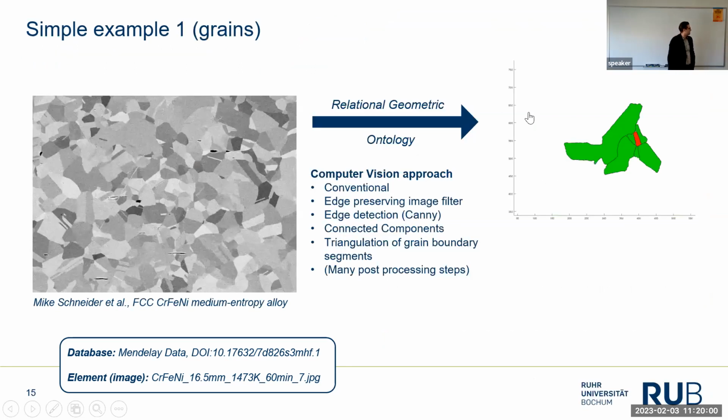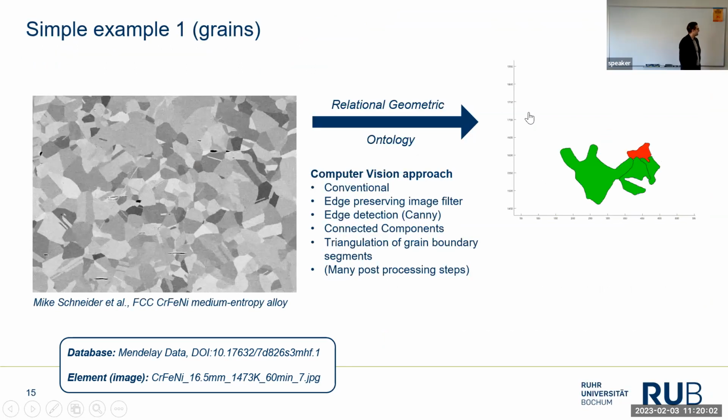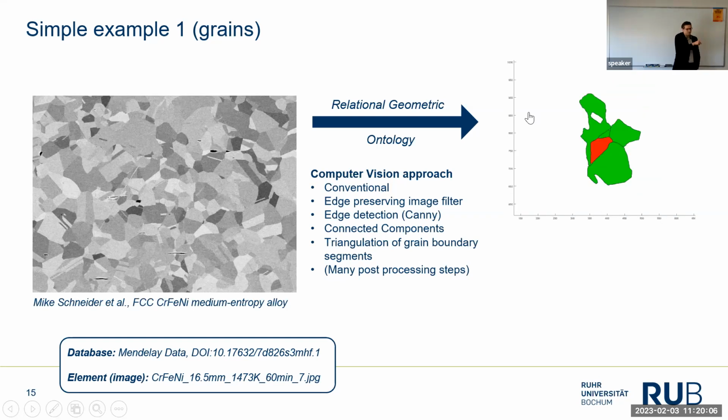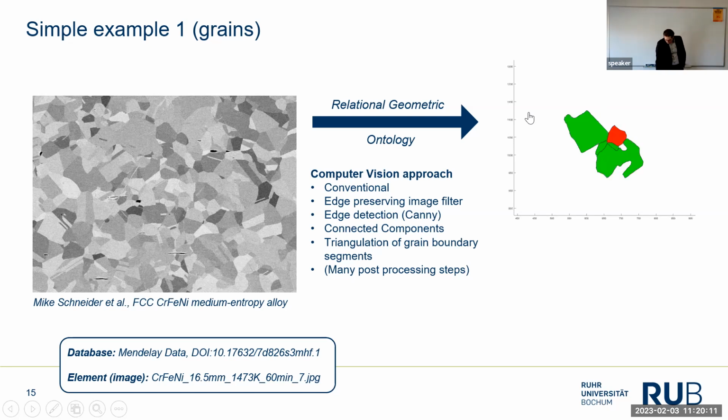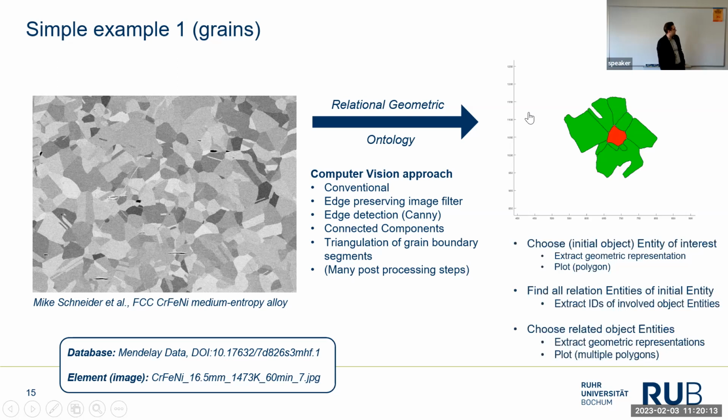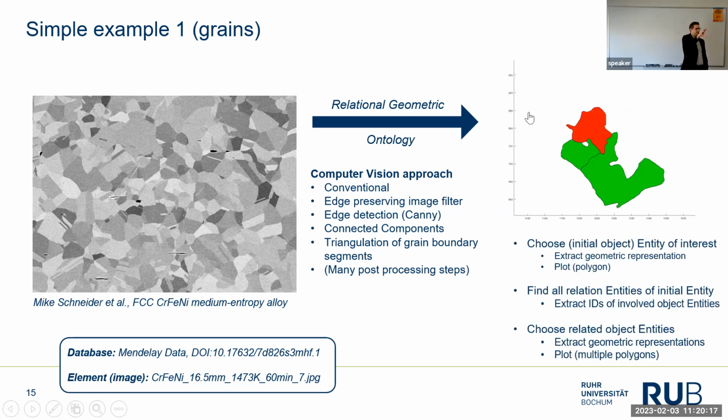So now let's have a closer look at these grains here. Actually, I did a small little project. I don't want to spend too much time on this, and I used the conventional computer vision approach to identify these objects. I mean, often it's not so easy. But what I can, for example, do is extract certain grains, search for all relations of these grains, and identify the neighbors.